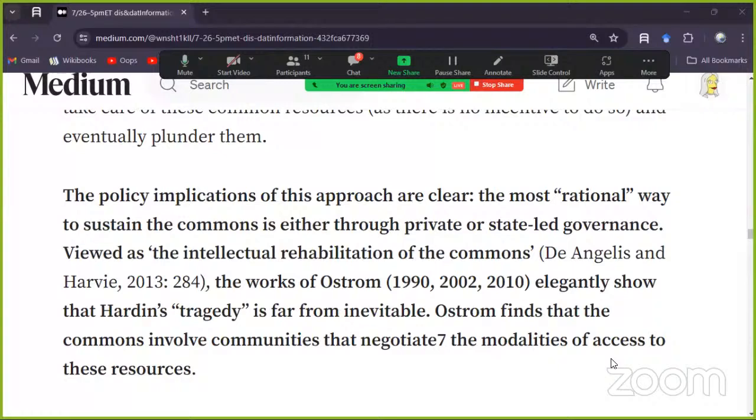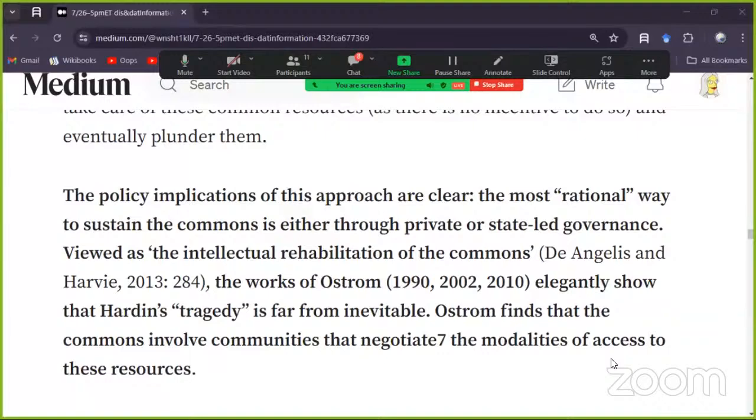Thinking in terms of not necessarily in a purely solid state way, but that you think more regionally. Anyway, Ostrom finds that the commons involves communities that negotiate the modalities of access to these resources. And that may sound like basic regulation, but it's one enabled by a broader interconnected network. And I would argue that you create a new or different sense of governance in that same way.